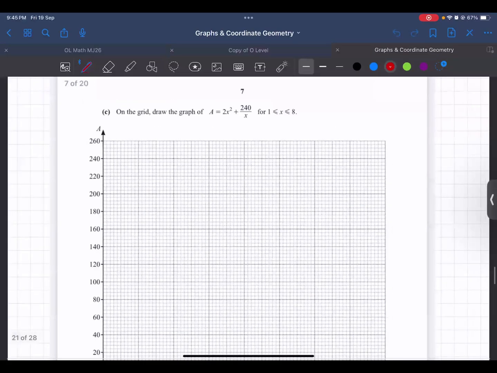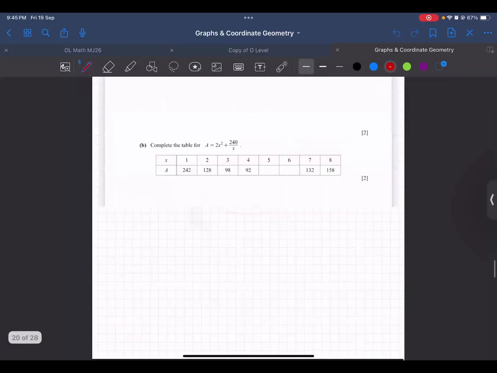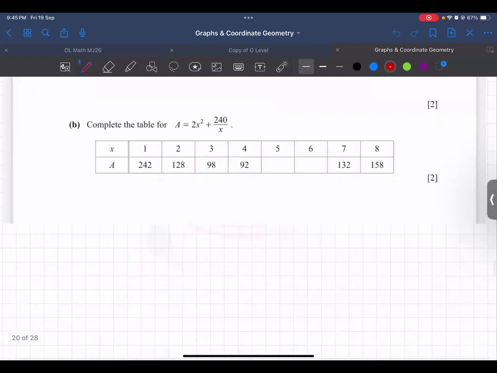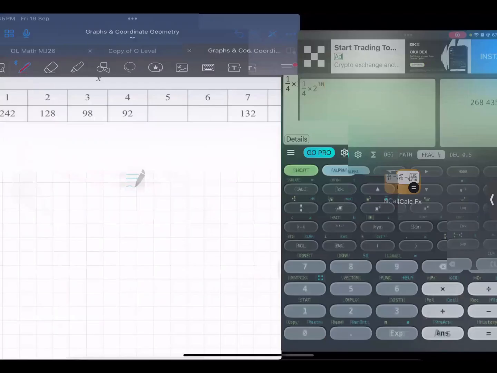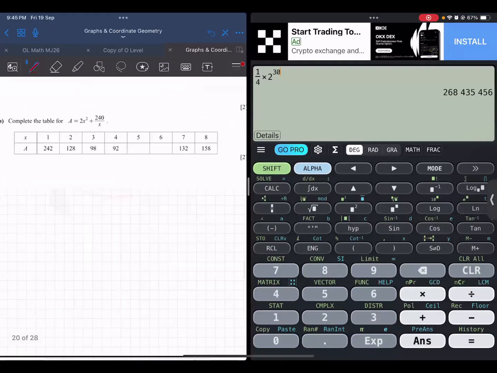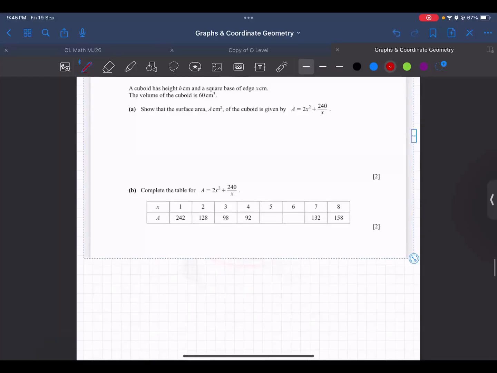And they have given you the values of x that you have to plot, 1 till 8. And look, they will give you a table also like this. So you would just use your calculator. 2 times 5 square plus 240 upon 5. So 98. Let me bring this question over there.